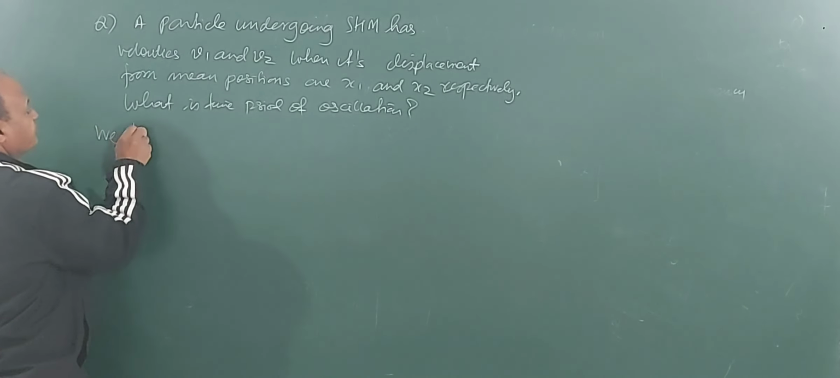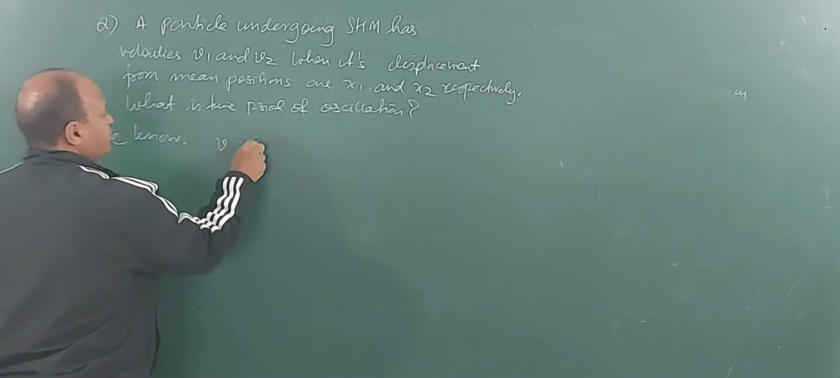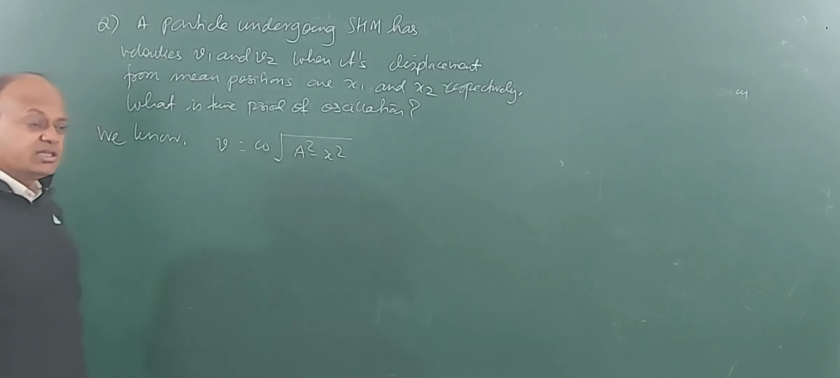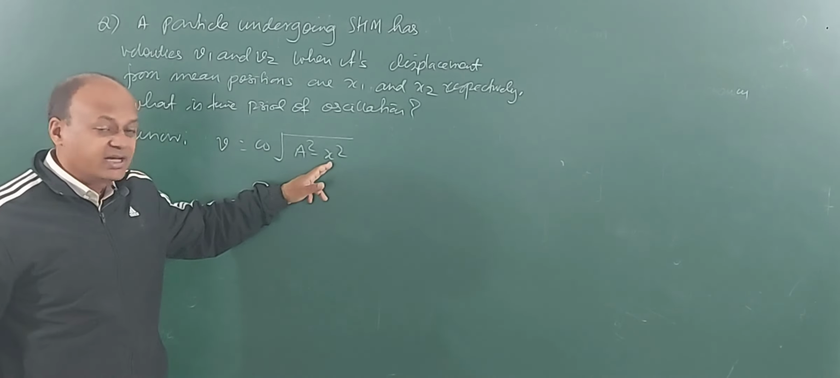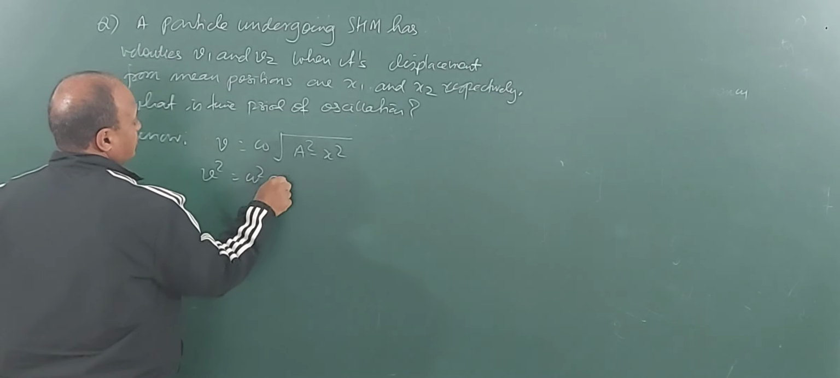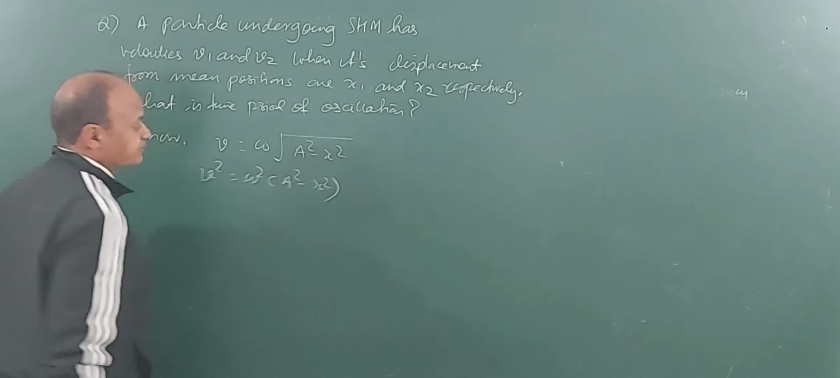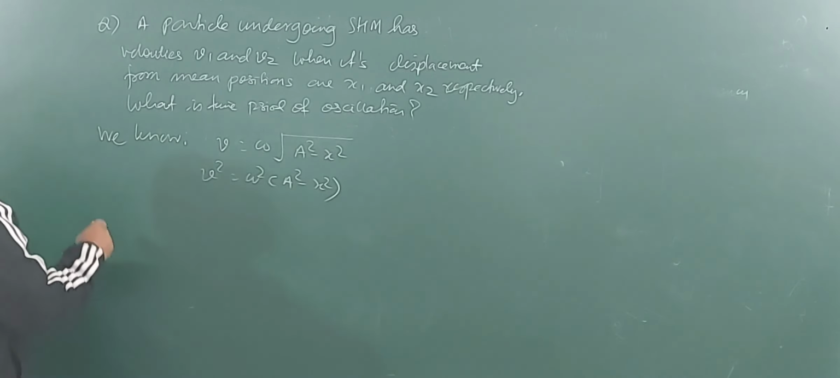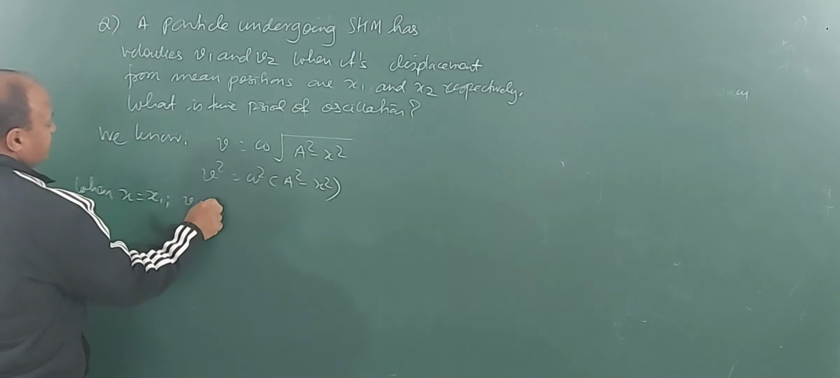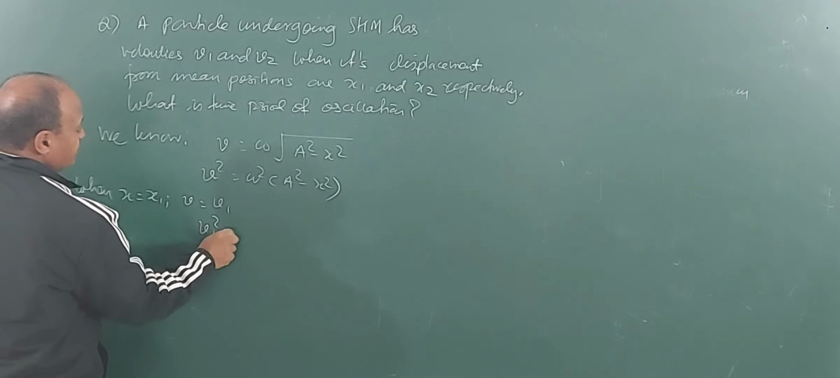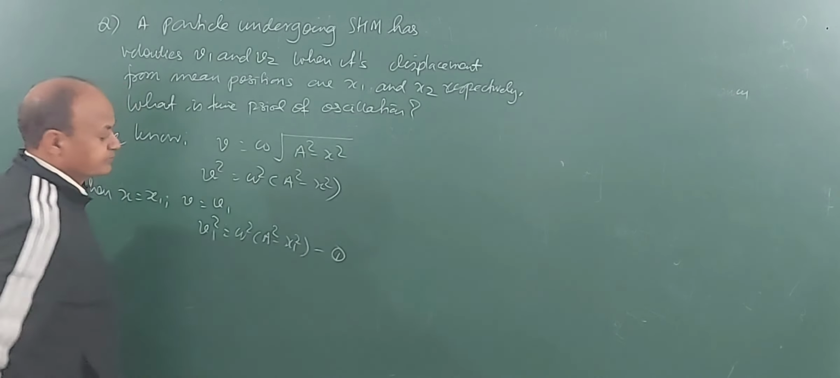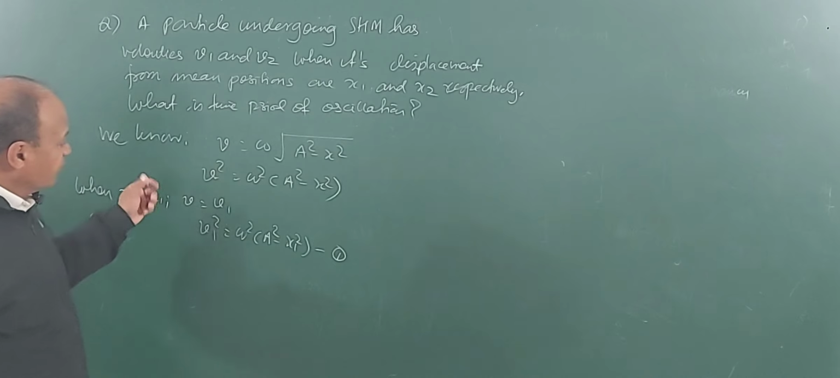We know already children, v is equal to omega root over a square minus x square. Yes, this is the velocity equation when the displacement from mean position is x. If I square both sides, what do we get? V square is equal to omega square into a square minus x square. Now we will modify this. How will you modify, children? When x is equal to x1, then v is equal to v1. If I put it here, then v1 square is equal to omega square into a square minus x1 square. Similarly, I will modify further.